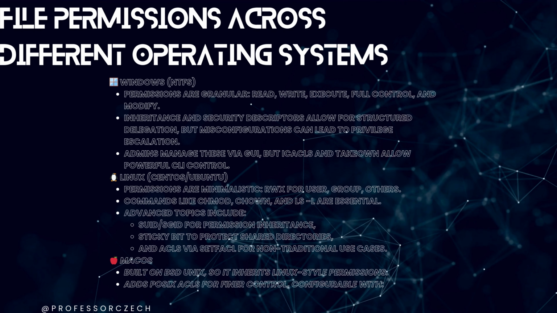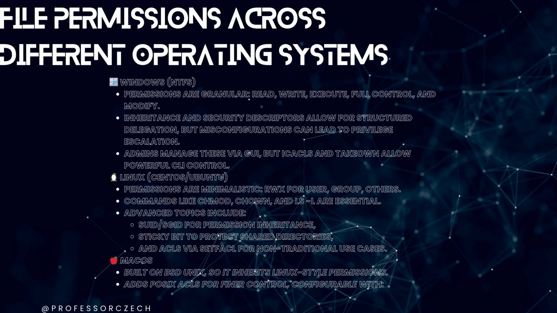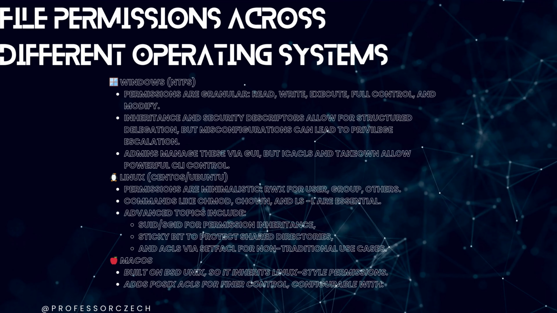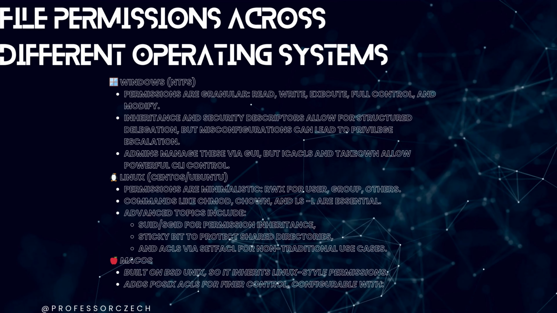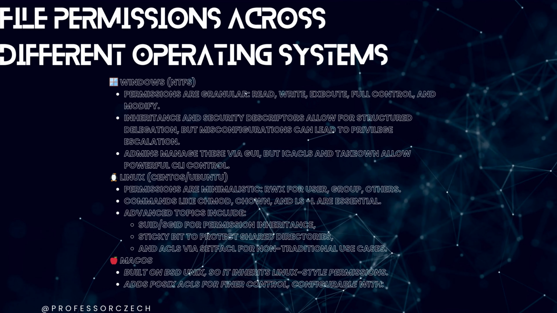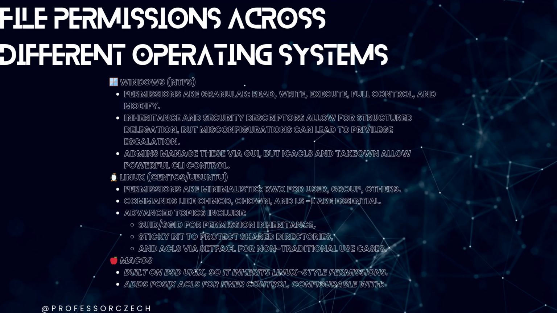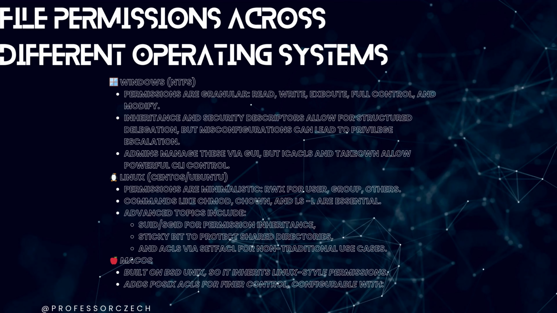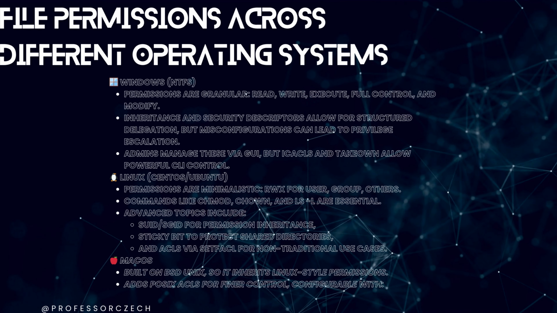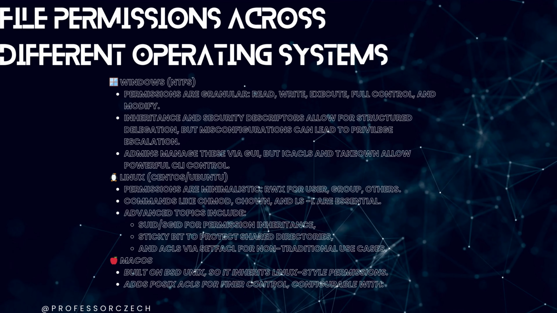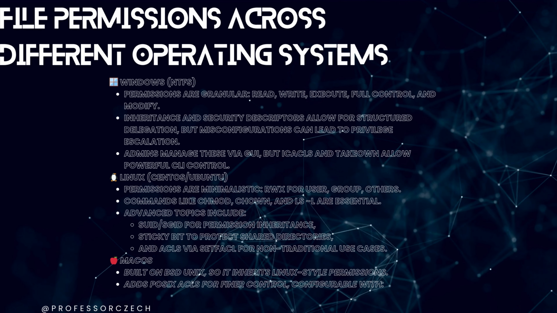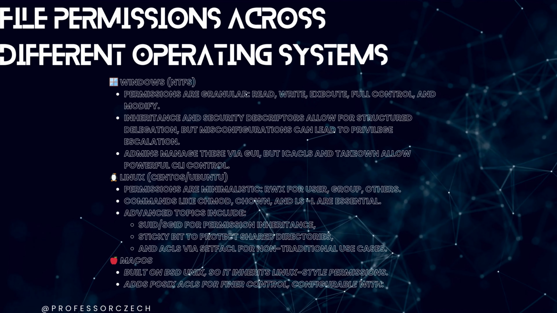Now, there are multiple ways to manage file permissions across multiple operating system environments. File permissions are the frontline defense in any operating system. We have Windows NTFS, whose permissions are granular: you have read, write, execute, full control, and modify. Inheritance and security descriptors allow for structured delegation, but misconfigurations lead to privilege escalation. Administrators manage these via the GUI, but icacls and takeown allow for really awesome CLI control.